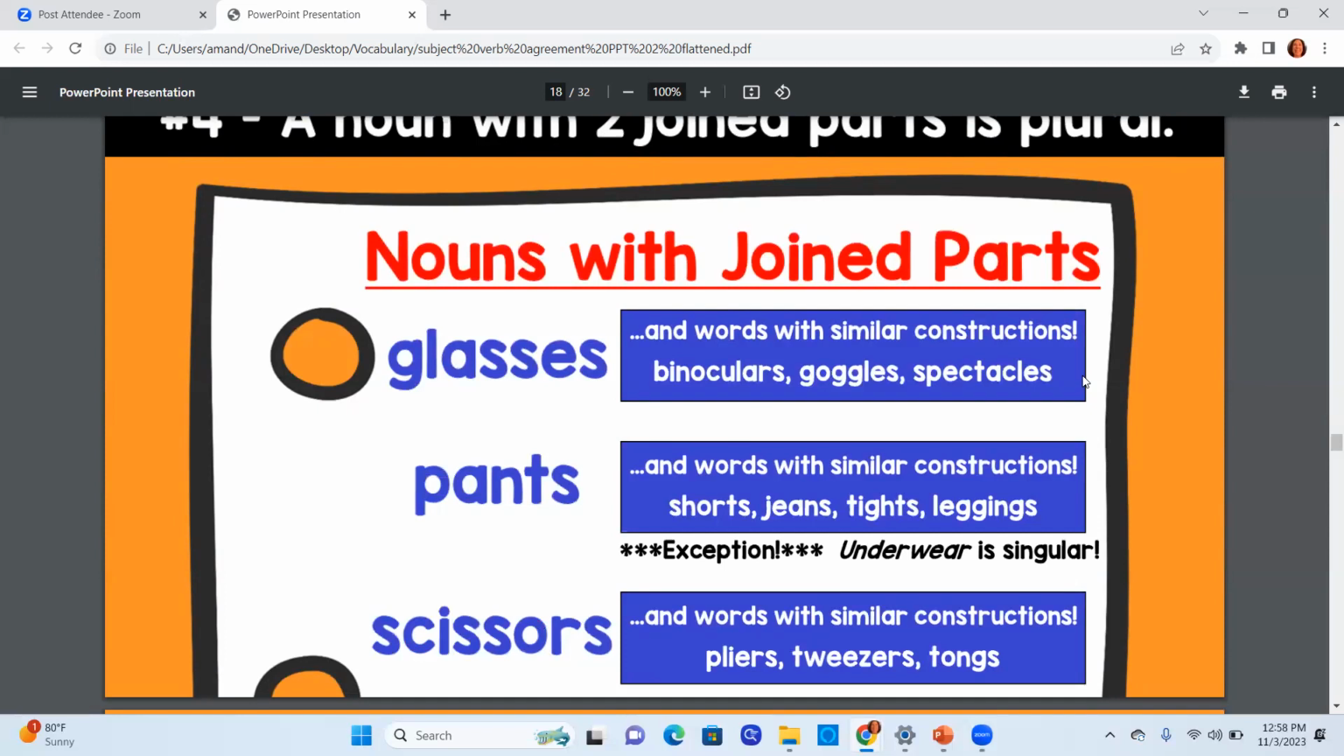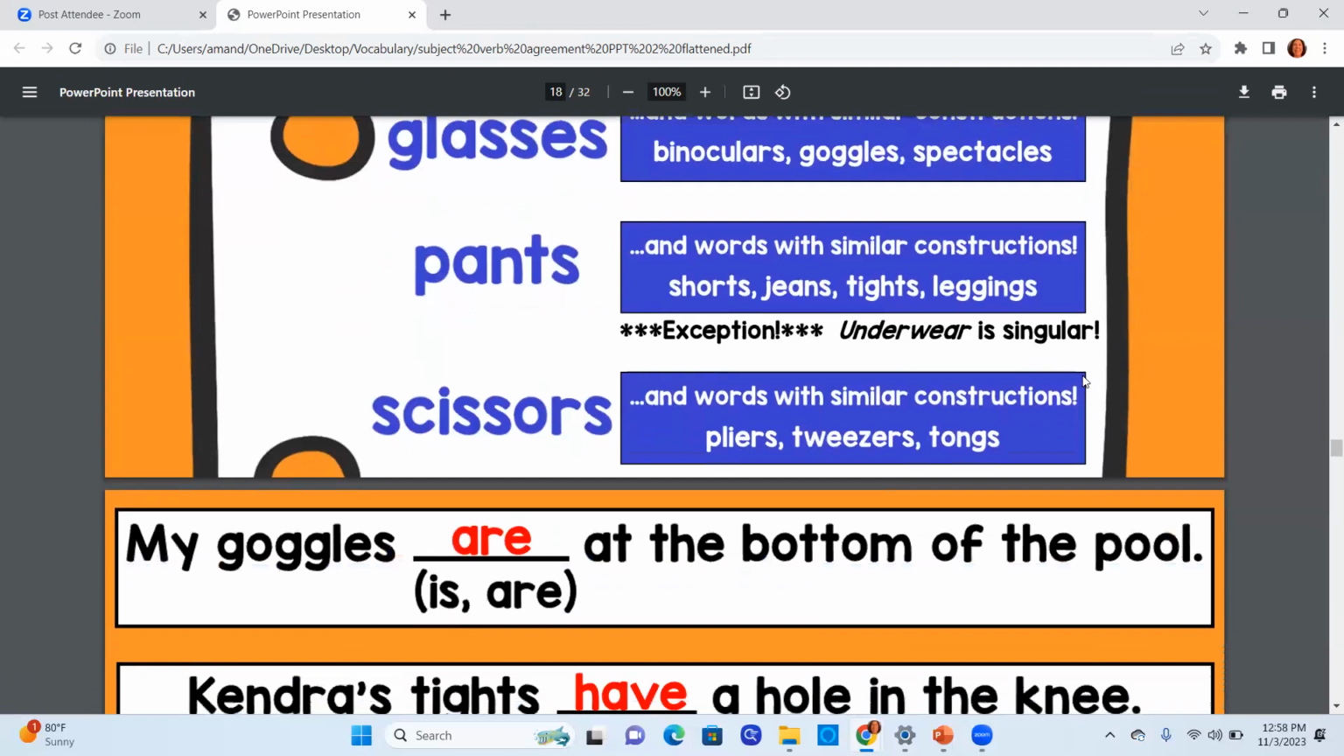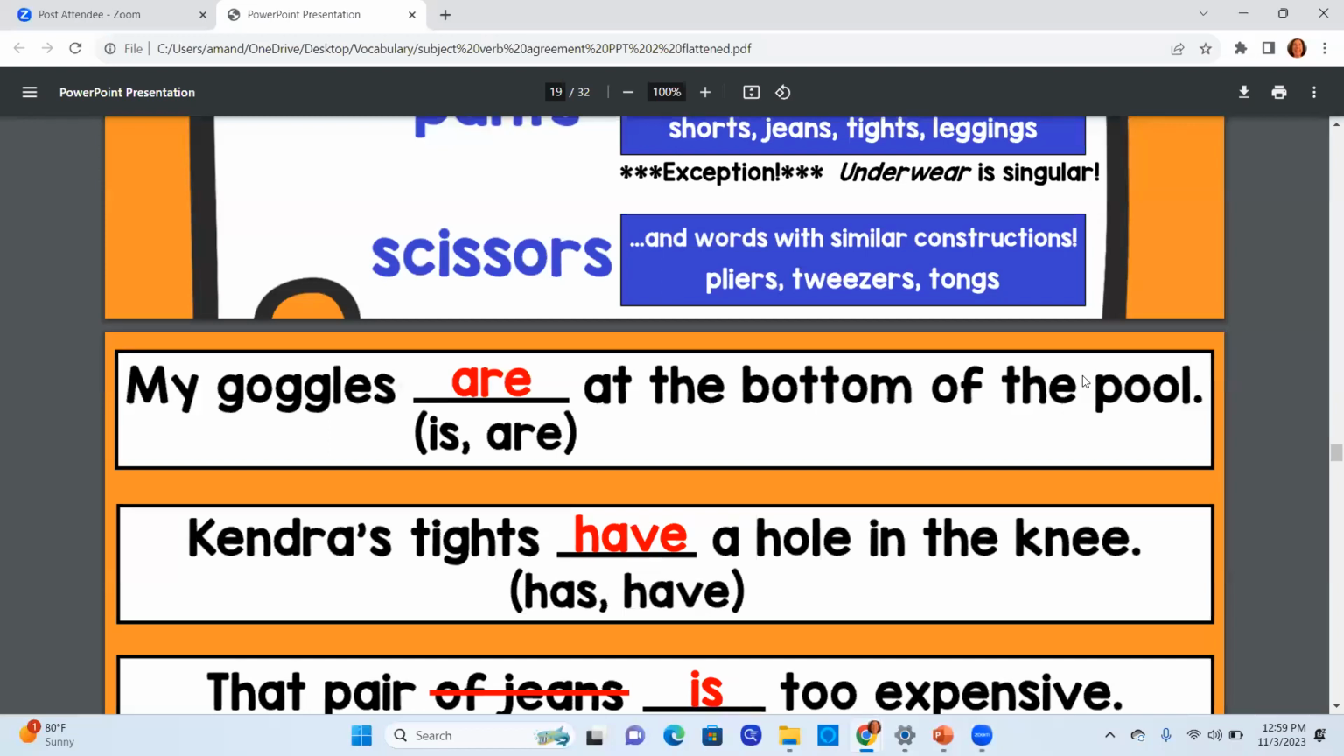So again, plural. And then pants. You definitely want to have that S at the end because you have 2 legs. Same thing with shorts, jeans, tights, and leggings. The exception, of course, is your underwear because that's singular. And then we already went over scissors. And then, of course, tweezers, tongs, pliers.